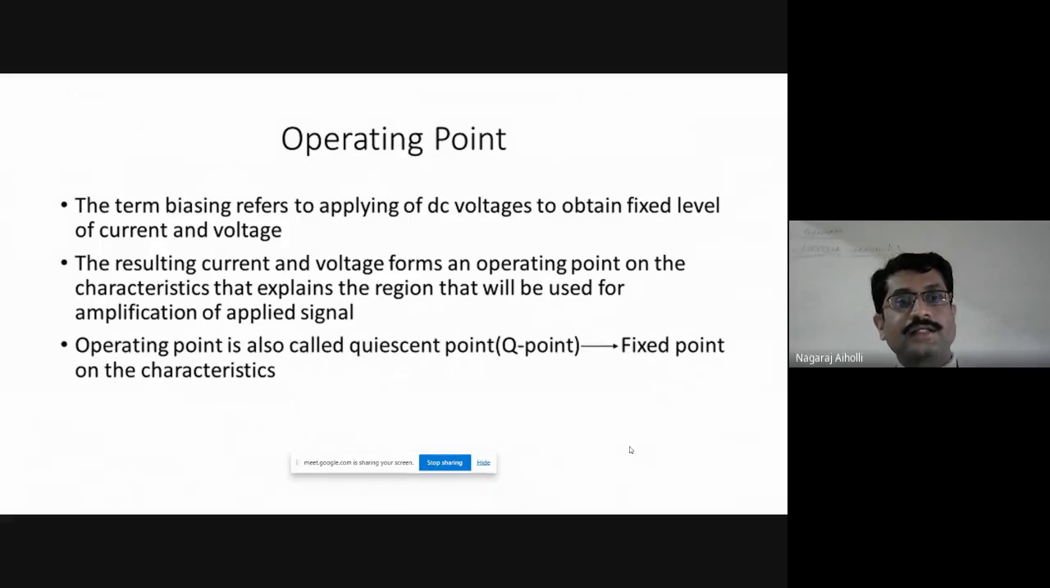Clear here? The term biasing is applying of DC voltage to obtain a fixed level of current and voltage. The resulting current and voltage form the operating point on the characteristics, which explains that there will be proper amplification of the applied signal. The operating point is also called the quiescent point or Q point. It is nothing but a fixed point, because for the given transistor, the Q point or quiescent point, also called the bias point or operating point, does not change, and hence it is called the fixed point or the quiescent point.